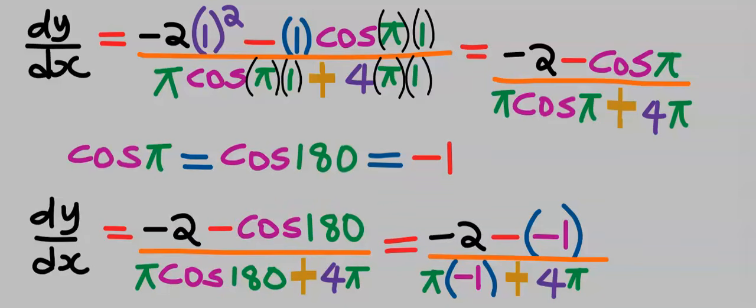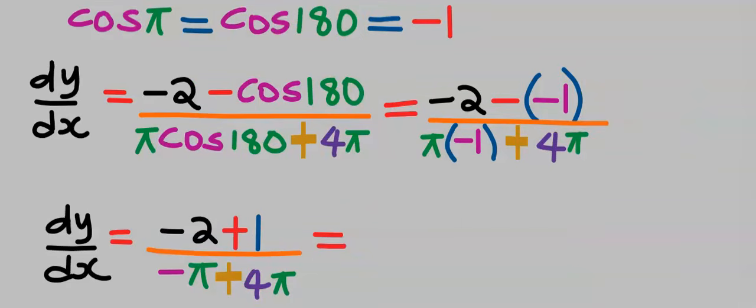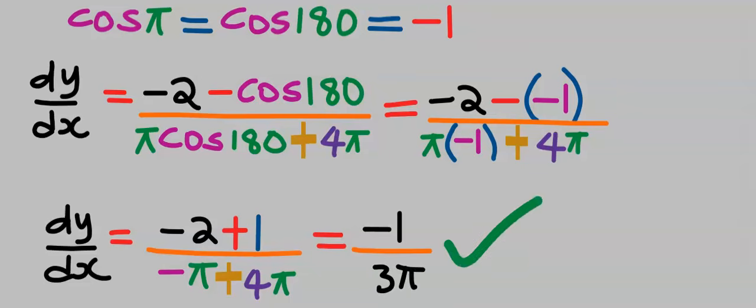Next, let's simplify our result. Minus 2 plus 1 is minus 1. And minus pi plus 4 pi is 3 pi. And this is our dy/dx.